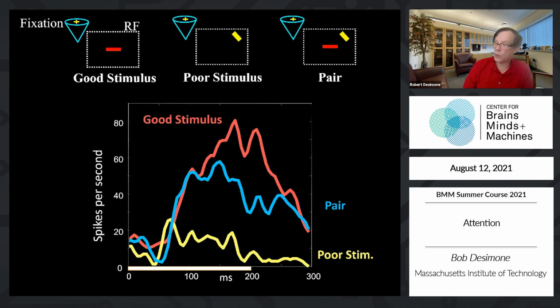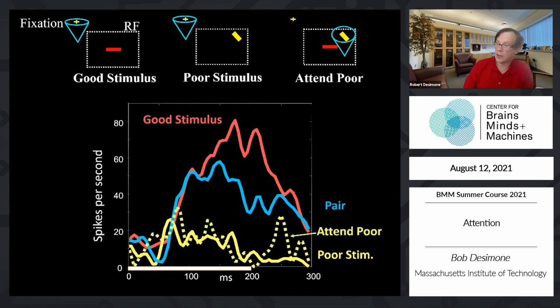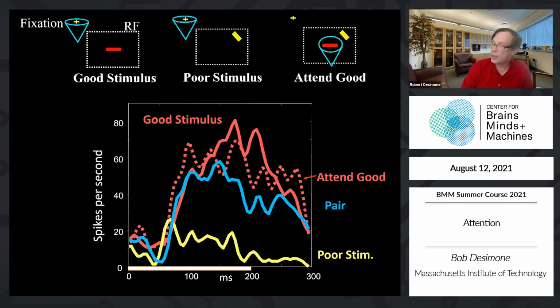However, when you direct the animal's attention to the stimuli, when you have them paired, you get something different. So now we see here in the condition where you direct the animal's attention to the poor stimulus, you still have the pair of stimuli in the receptive field, but now the response to the pair drops down to about the level of response you would have to the poor stimulus itself. Whereas in another condition, if you attend to the good stimulus, now the response to the pair pops up and is almost as good as the response to the good stimulus itself.